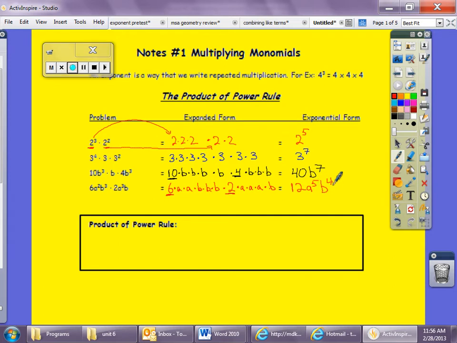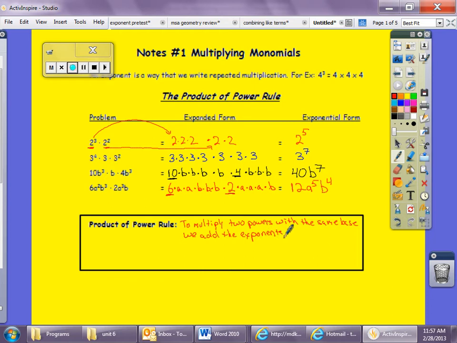So that's showing you how the product of power rule actually works. Now what the product of power rule is, we don't have to write it in the expanded form to get our exponential form. We can skip that step, and we can just say that to multiply two powers that have the same base, we add the exponents. So we add the exponents.